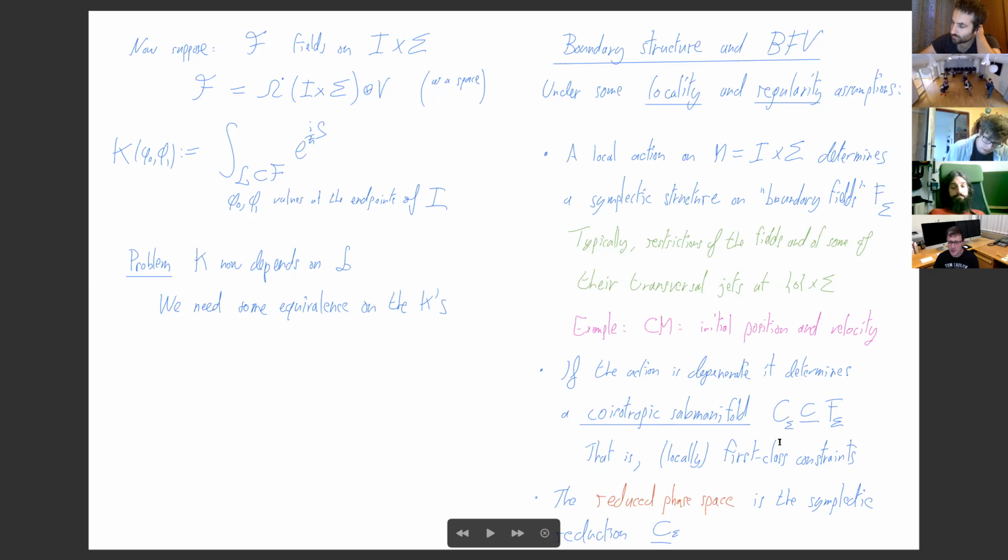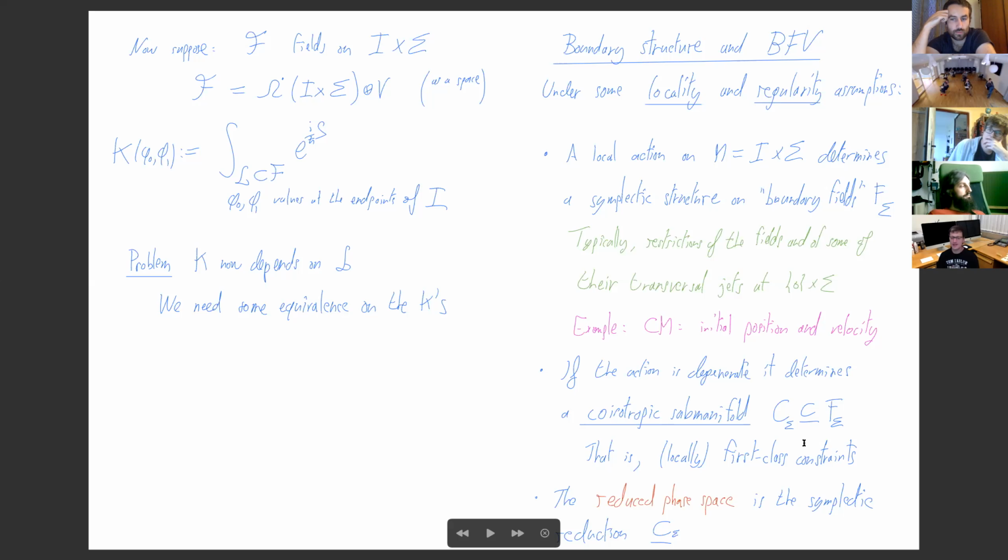So your action will give you, in addition to this symplectic manifold associated to the boundary, also some submanifold, C sigma. Actually, I assume that this is a submanifold. It will give you some constraints, so some subset, but I assume that it is a submanifold. And in the good cases I want to consider, I assume that this submanifold is actually co-isotropic. So co-isotropic means, let me give you the simplest description, that locally the constraints that define the submanifold are first class, which means that their Poisson brackets, with respect to the symplectic structure on this space, are linear combinations of the constraints again. Or in other words, the Poisson brackets of the constraints vanish on C sigma.